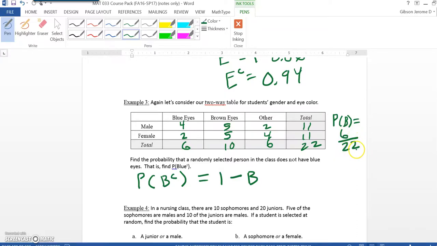So 6 divided by 22 will give us approximately 0.27. So we would take 1 minus 0.27. We're taking 1 minus the probability of people with blue eyes, and that would give us 0.73. And that will be our final answer. That will be the probability of a person without blue eyes.